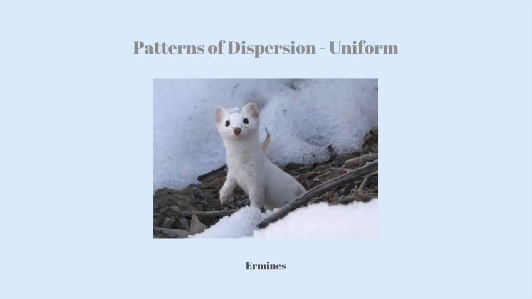A uniform or evenly spaced pattern of dispersion may result from direct interactions between individuals in a population. Animals often exhibit uniform dispersion as a result of antagonistic social interactions, such as territoriality, which is a defense of a physical space against encroachment by other individuals. In the tundra, ermines exhibit uniform dispersion patterns. Since they are territorial organisms, each adult ermine defends themselves and their young, spreading out the population in an even manner. Uniform patterns in the tundra and in most other biomes are rarer than clumped patterns.